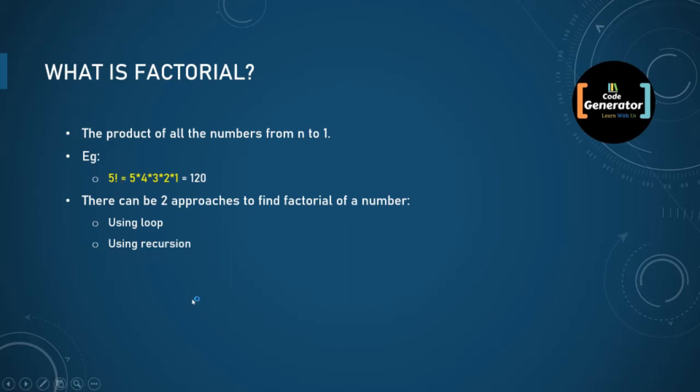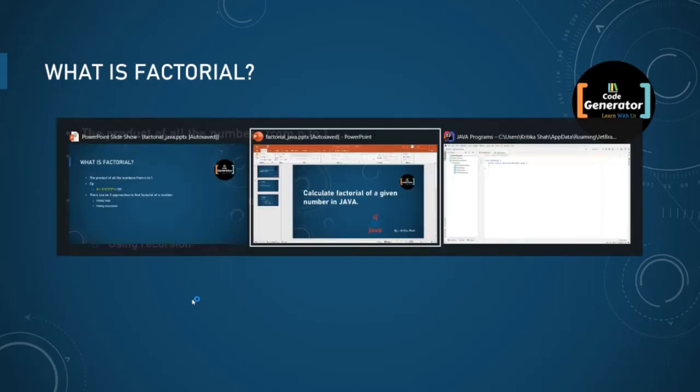Okay. So today we'll see two approaches to find the factorial of a number. The first one is using a loop and the second is using recursion. So now let's code the first approach, that is using a loop.